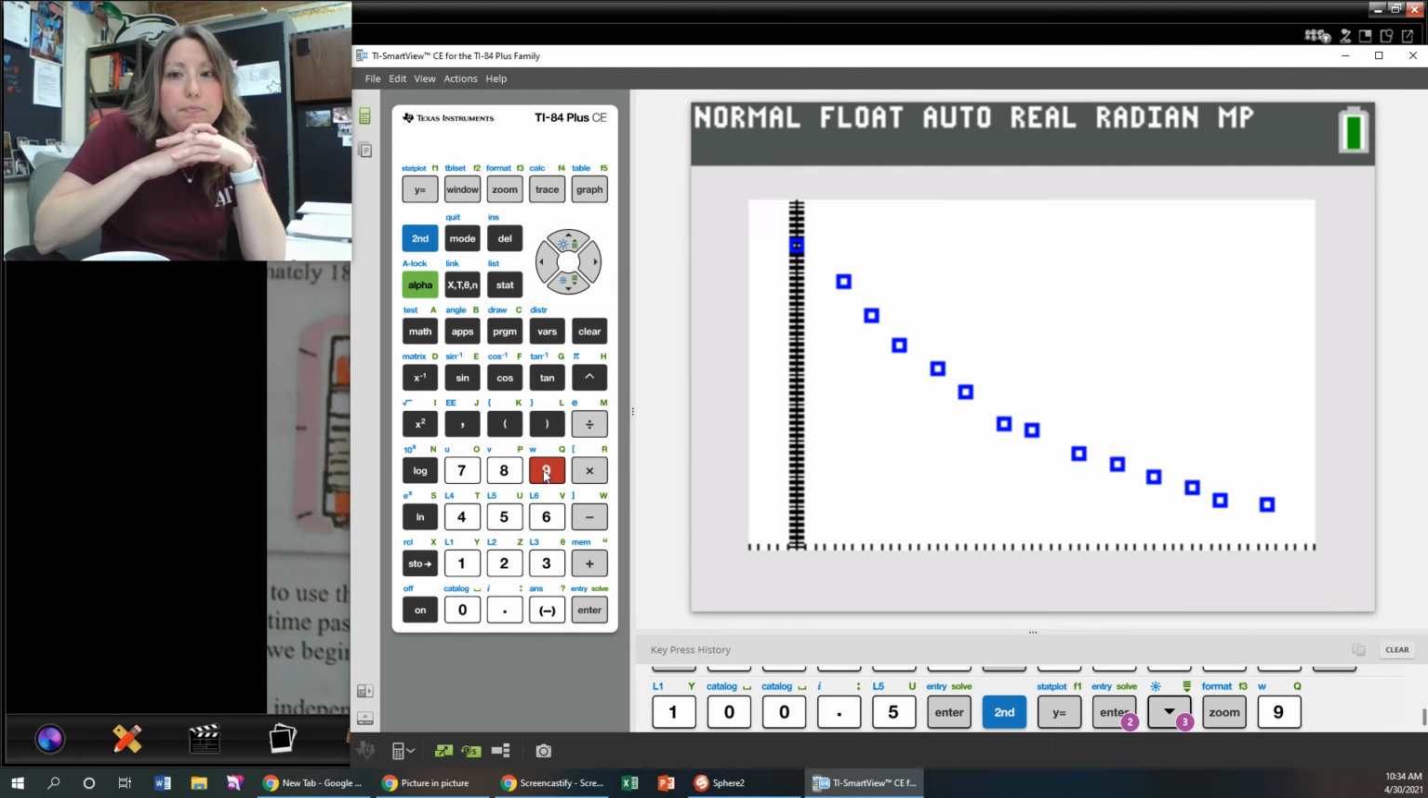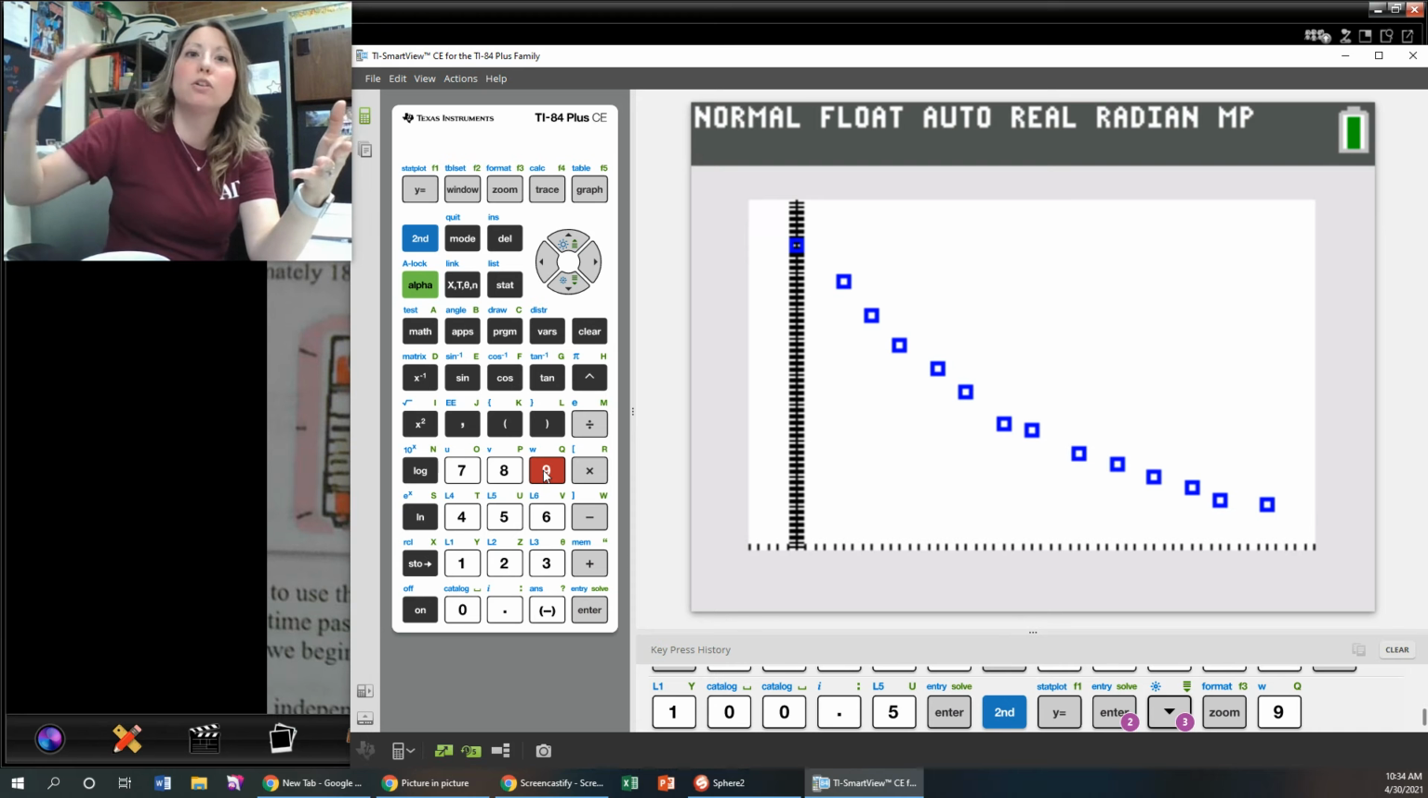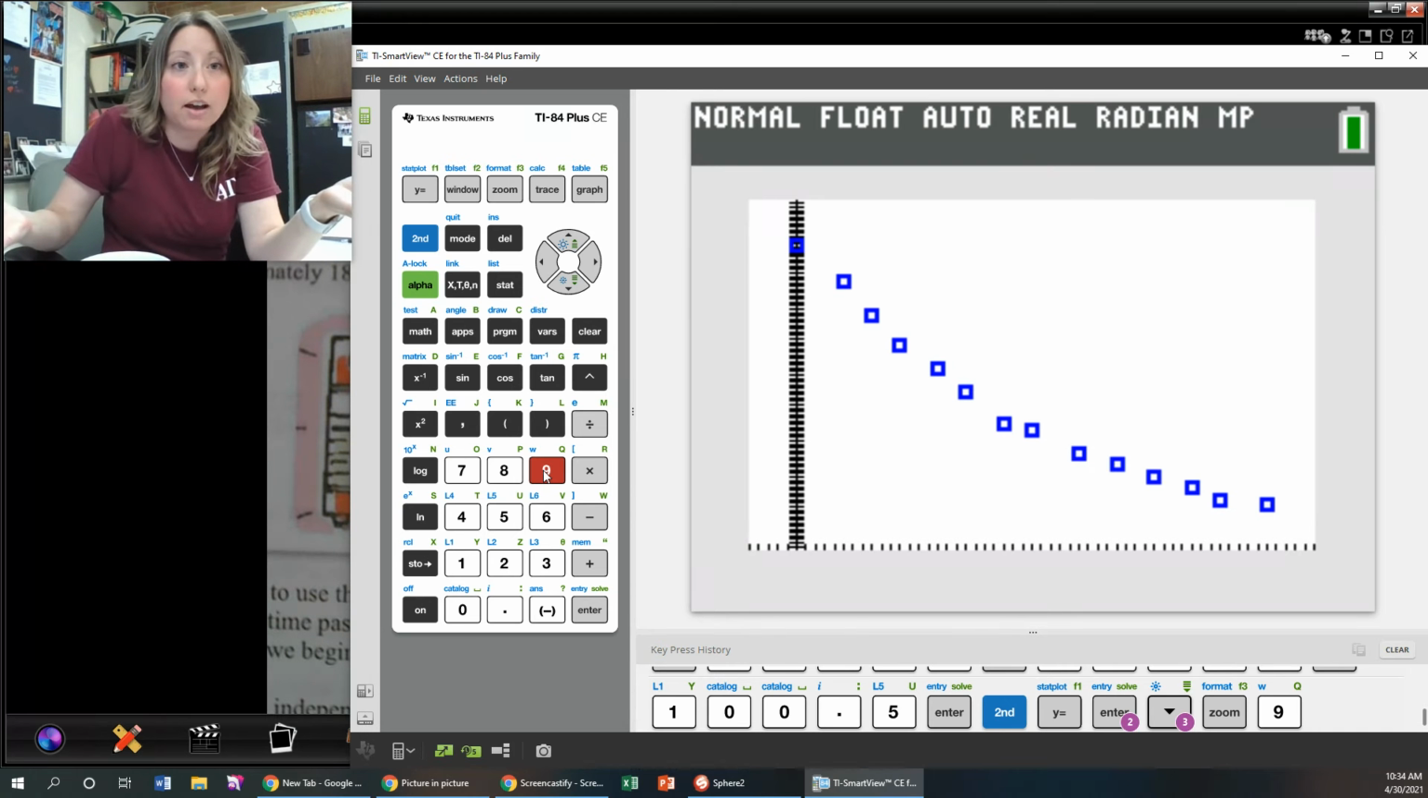Boy, that does look like it has a bit of a curve to it, doesn't it? It doesn't look like a straight line this time, all scattered around a straight line. It doesn't look like that. We can see the visible difference this time.